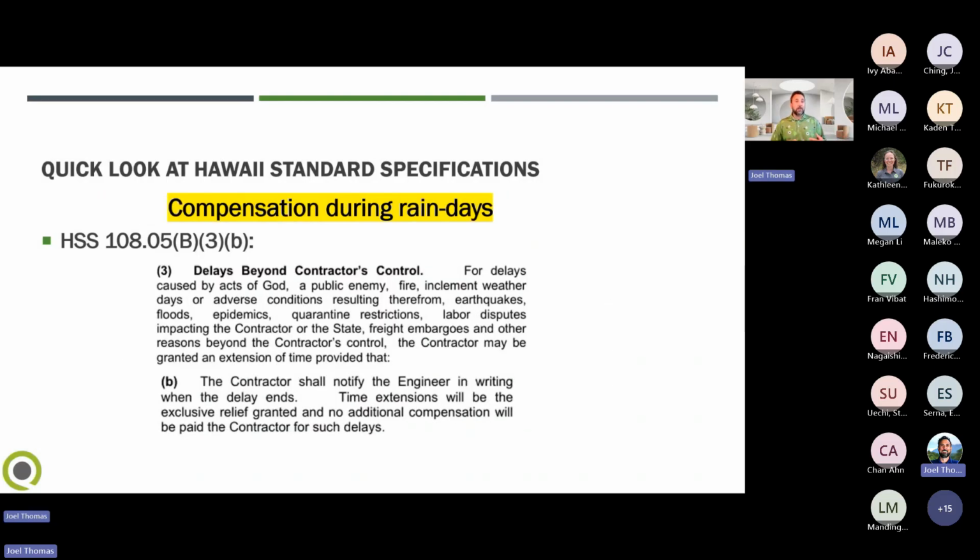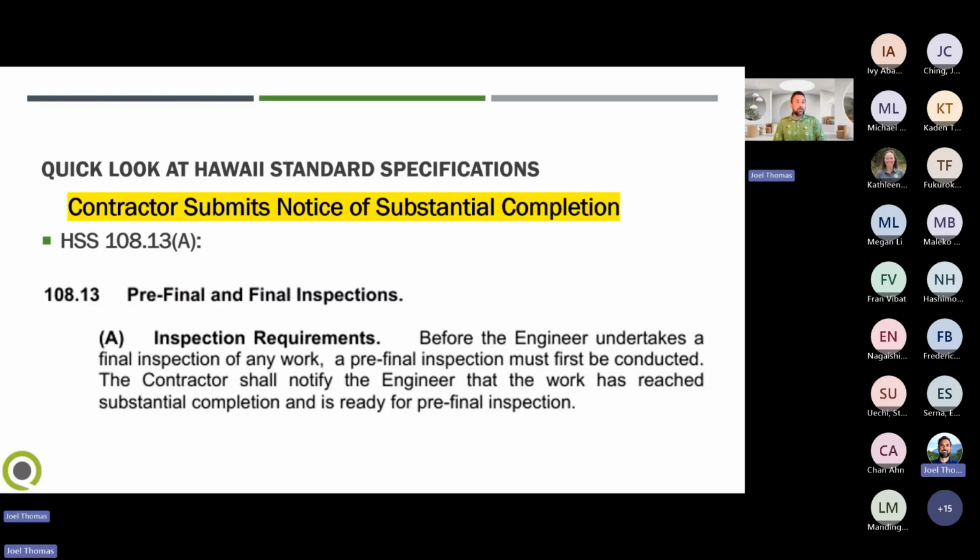Also wanted to highlight 10805B3 little b. It discusses the compensation during rain days. We do not grant additional compensation when there are rain days. 10813A, pre-final and final inspections. So the contractor shall notify the engineer that the work has reached substantial completion and is ready for the pre-final inspection.